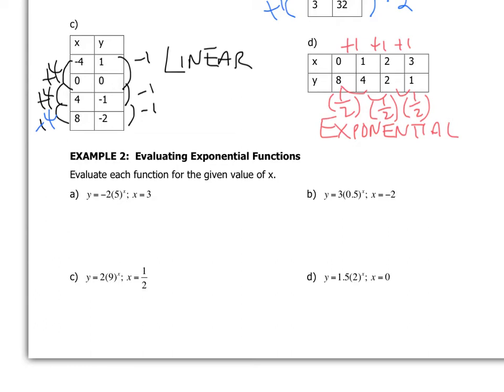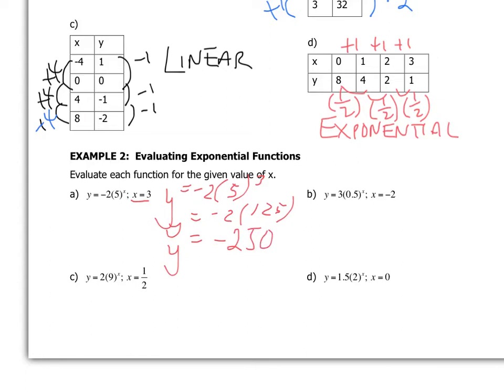When we are trying to evaluate exponential functions, it's very similar to what we would have done when we were doing our linear functions, in that we will take the value of x, which in this case is the number 3, and we are going to plug it in and solve for the y value. So when x is 3, all we have to do is replace the x in our equation and then use our order of operations, which will then say y is going to be negative 2 times 125. So y is negative 250.